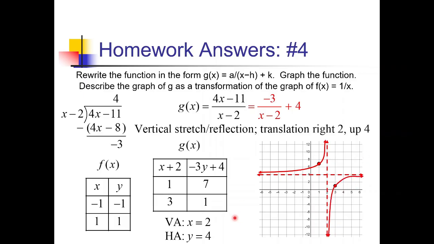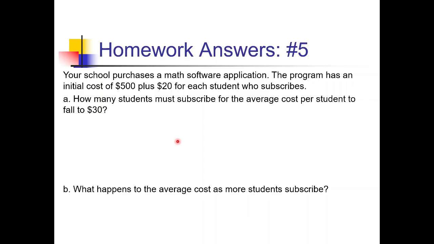And that's it. For this word problem, we're told that our school purchases a math software application. The program has an initial cost of $500 plus $20 for each student who subscribes. And this is actually a pretty typical way to price these things. So we want to know how many students have to subscribe for the average cost per student to fall to $30. Well, the average cost in general is going to be the total cost, including both of these prices, divided by the number of subscribers.